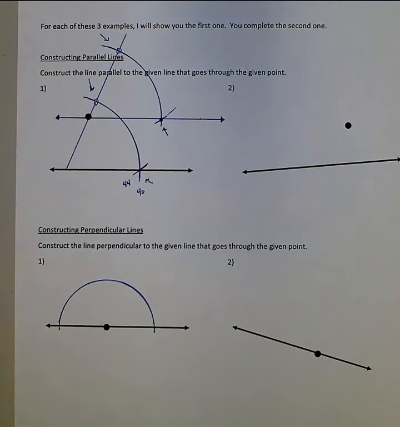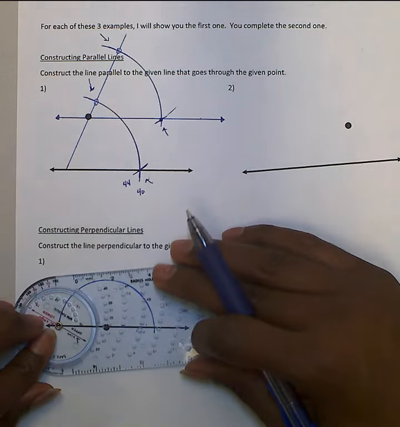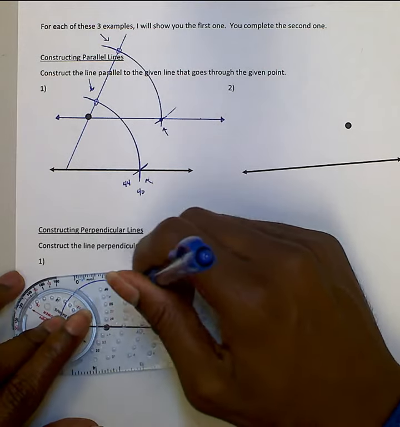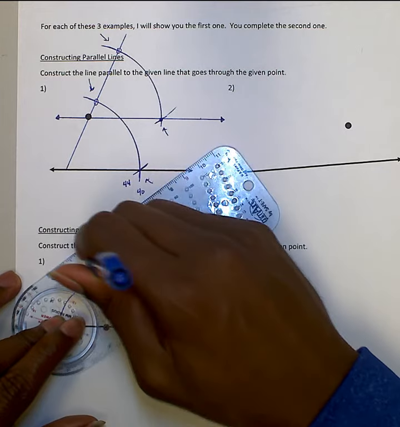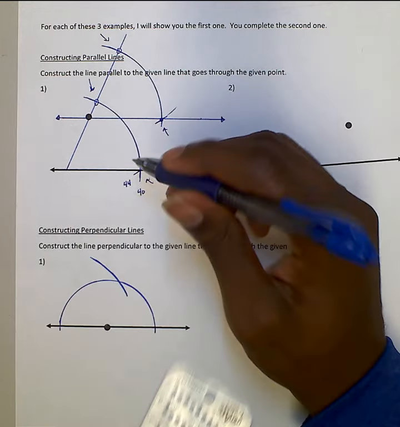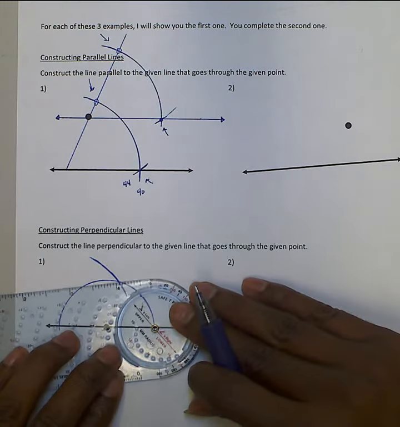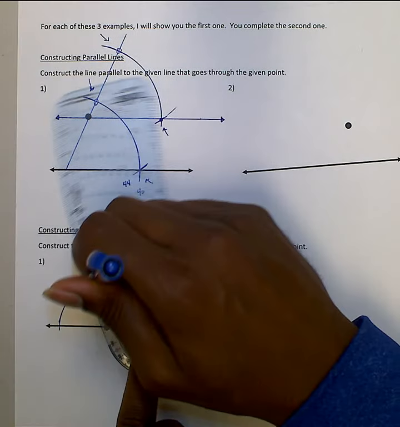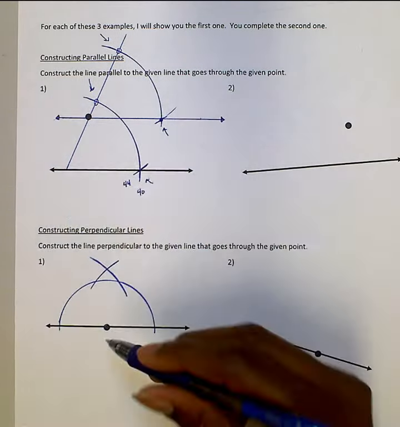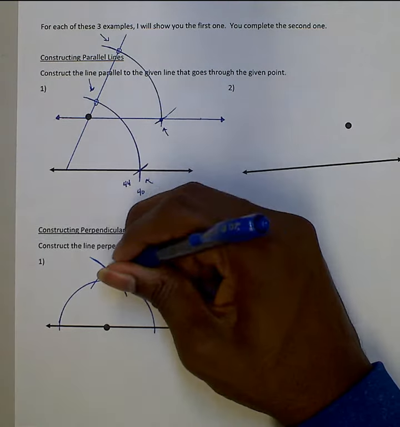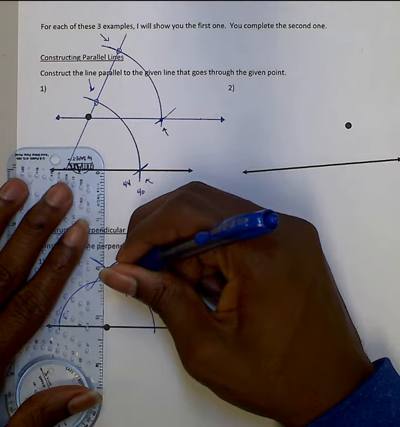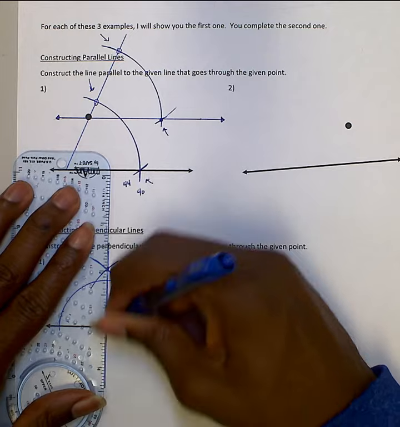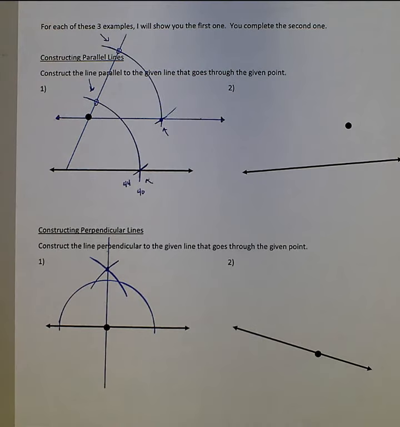From there, I'm going to put my pivot on one of the intersections and choose a number that goes at least over that point. In this case, 40 goes over that point, so I'm going to choose 40. And I'm going to go to this other side and choose 40 as well. Now, between the original point and the intersection of my two arcs, I will have a perpendicular line. There we go, and that'll be 90 degrees.